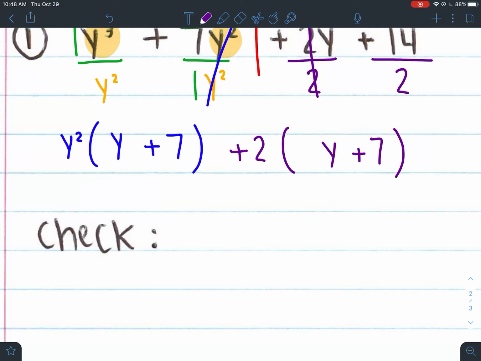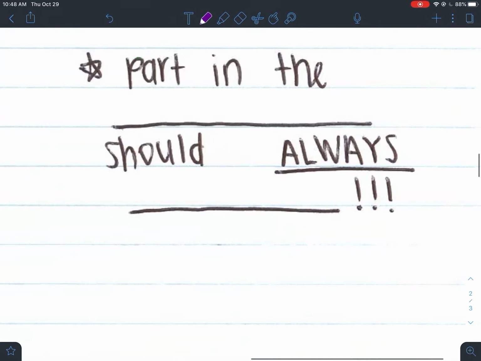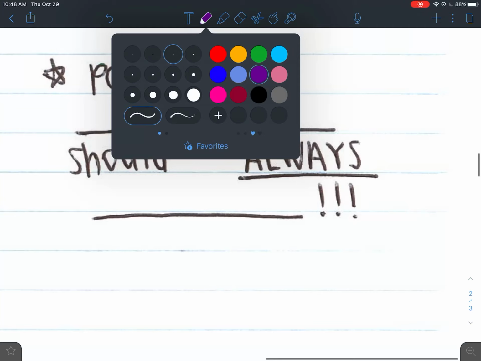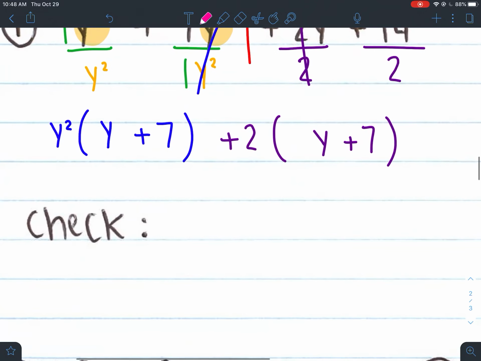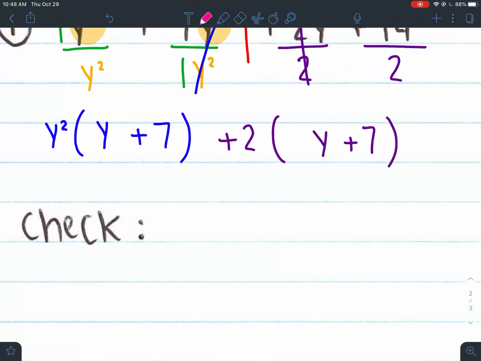If you notice, the stuff inside the parentheses are the same. And that's the trick. The part in the parentheses should always match. If they don't match, you did it wrong. It's kind of like a self-check, right? If they match, then you're right. Like, you're doing this correctly if they match. Like, y plus 7, they match each other. If they don't match, you did something wrong. Now, you don't want to force them to match. It should match on its own. There should be no forcing going on, okay?